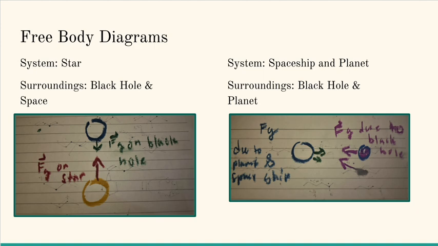So the system in question in the first part of the lab is the star, and we'll see that the star has a gravitational force on it from the black hole, and the black hole also has a gravitational force on it from the star, but because of the system, this is the force we are concerned with. And the system for the second part of the lab is the spaceship and the planet. There's a force of gravity between the spaceship and the planet. I didn't draw another force right here, and then there are also the gravitational forces of the black hole on the planet and the spaceship.